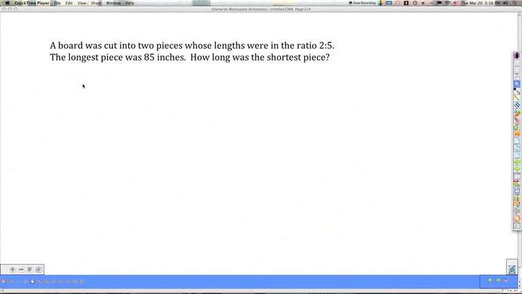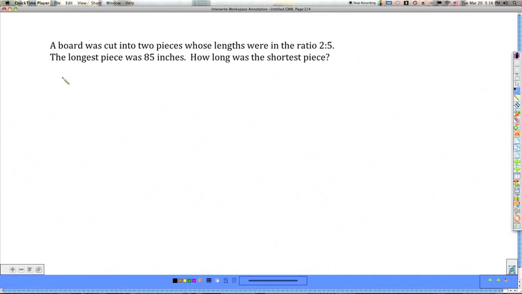Since we're talking about two pieces, let's identify them with letters. So we'll say piece A and piece B. The lengths were in the ratio of 2 to 5. So start by giving them each one bar, and then I'm going to adjust that so that this is true. Ratio of 2 to 5. So A is going to have 2, and B will be our longer board with 5 units. All right, so that's the ratio of our lengths.